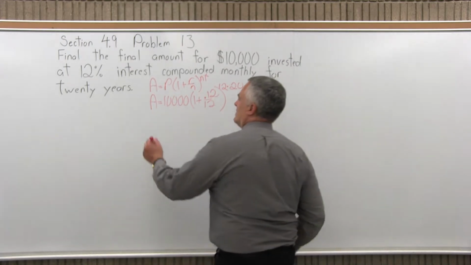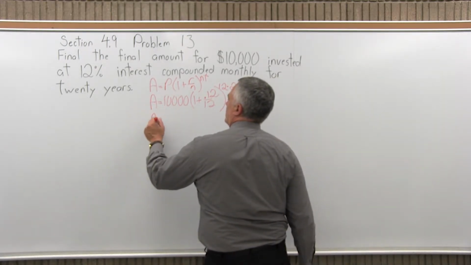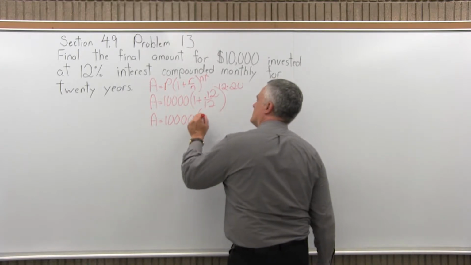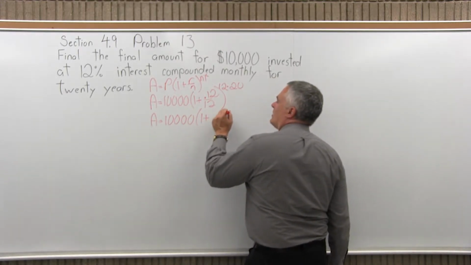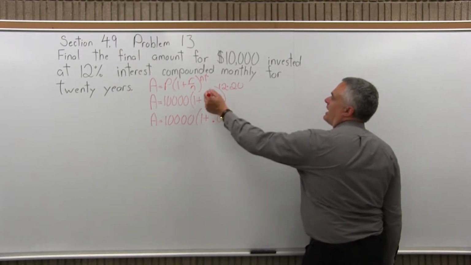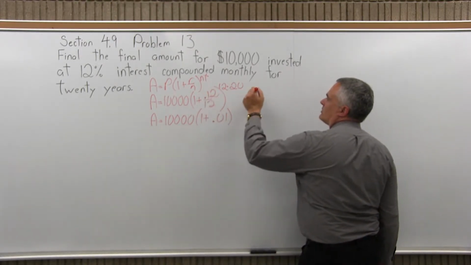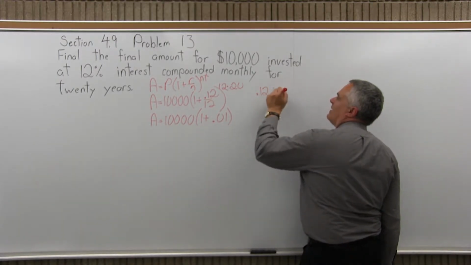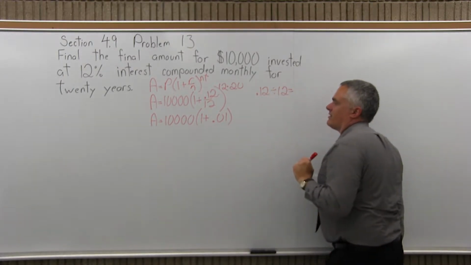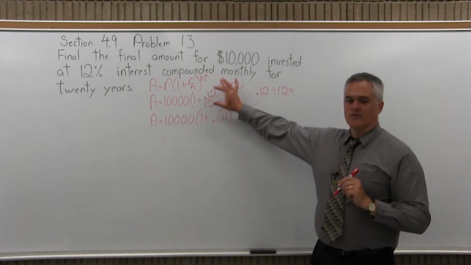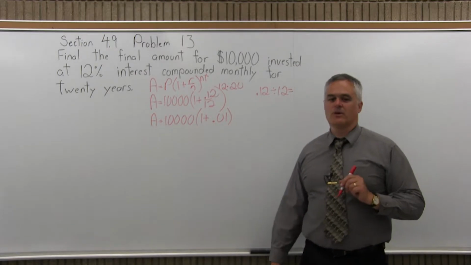So we can have A equals 10,000 times the parentheses, in the parentheses 1 plus the 0.12 divided by 12, which becomes 0.01. Now again, where does that come from? I took this fraction of 0.12 over 12, put the numerator in the calculator, put divide, put the denominator in the calculator, hit equals. That's where the 0.01 comes from. The calculator will do that for you very quickly.